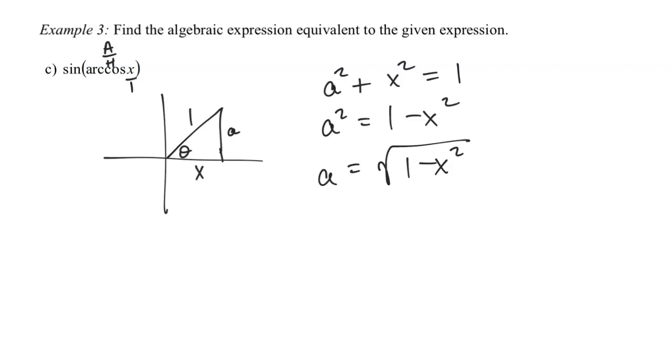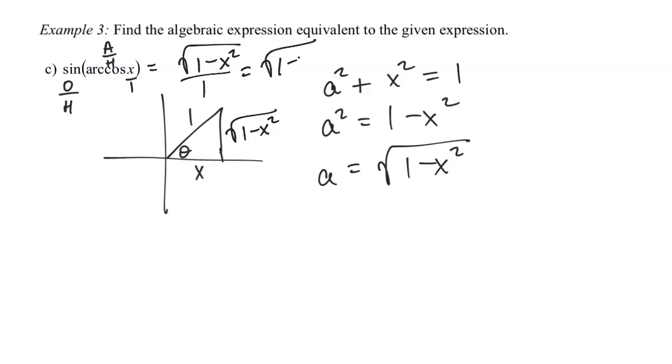So I'm going to erase my a here, and I'm going to replace it with what we just calculated, which was the square root of 1 minus x squared. And now we are going to do the sine of this angle, which is opposite over hypotenuse. And so the opposite side is going to equal the square root of 1 minus x squared. The hypotenuse is going to be 1, so over 1. That doesn't really do anything, and so what you end up getting is the square root of 1 minus x squared.